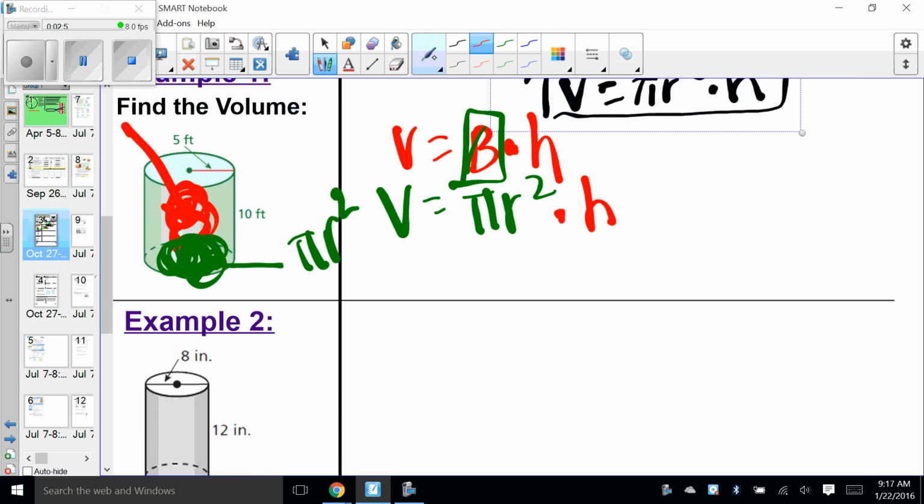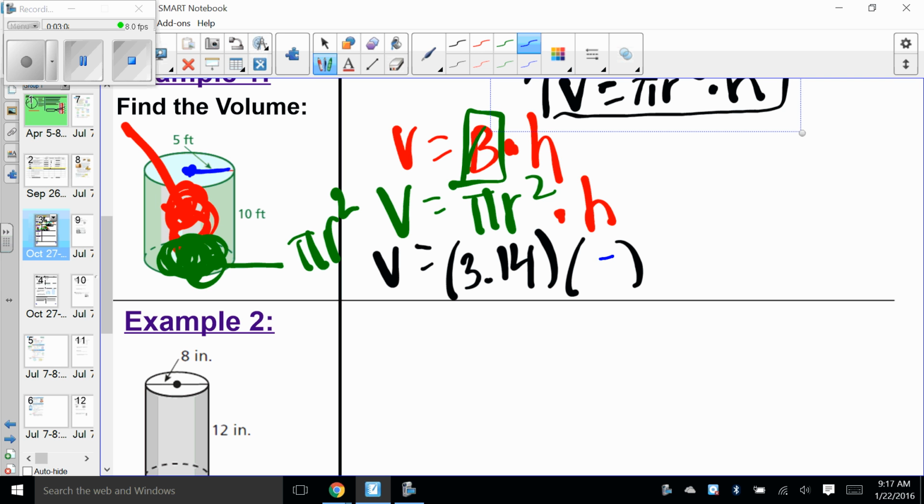Okay, so here we go. We know that 3.14 represents pi. And we know that the radius goes from center to rim. The radius of this cylinder happens to be 5. We are going to square the radius, and then multiply by the height of the cylinder. The height of the cylinder is right here, represented by the number 10.